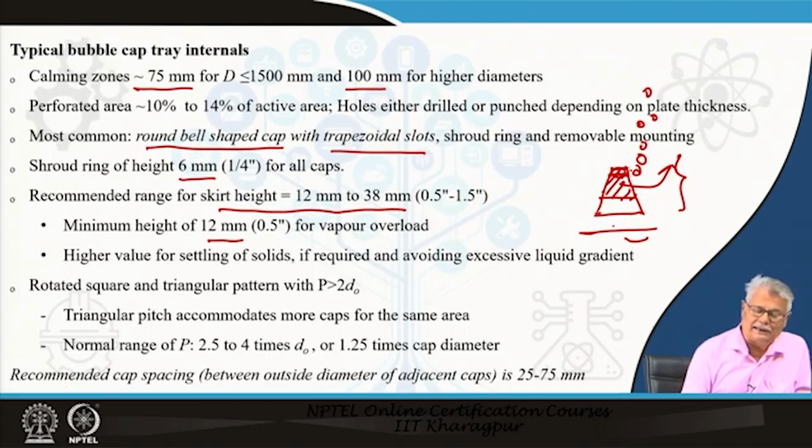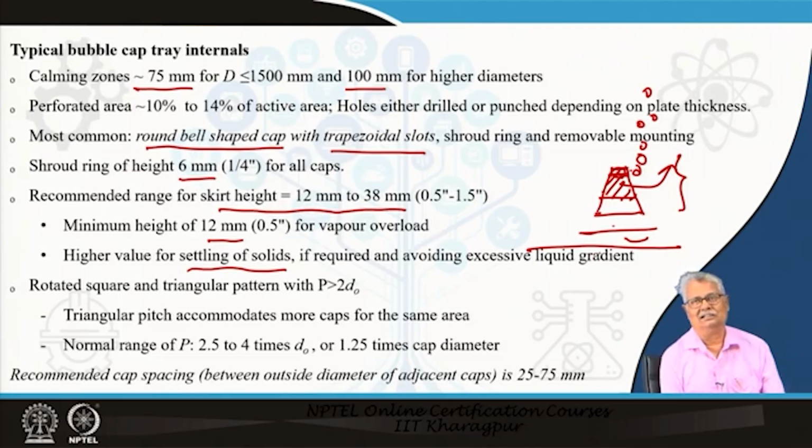You require a higher gap if you know that there will be solid settling on your tray deck. And if you have a larger clearance from the deck, the pressure drop of the liquid in its path will be less, and you will be having a lower capital delta, which is the gradient across your tray.